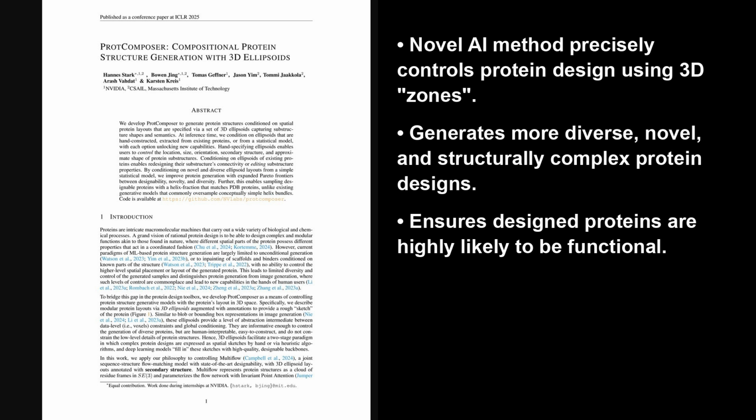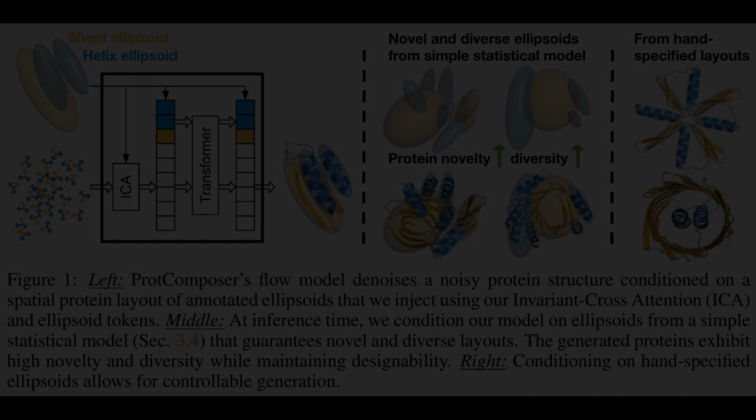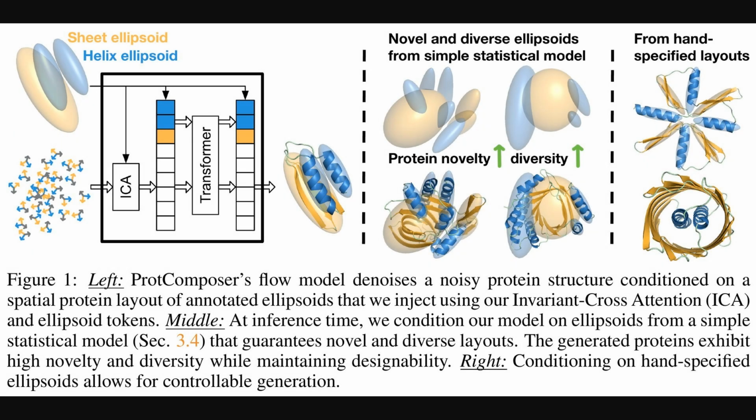The main breakthrough in ProtComposer is using 3D ellipsoids. Think of them as user-defined 3D zones to guide the AI in arranging protein substructures like alpha helices in the final design. Alright, so this figure really illustrates how ProtComposer achieves this.